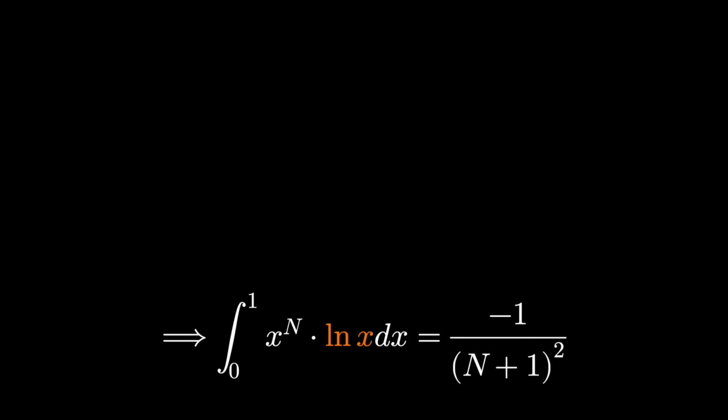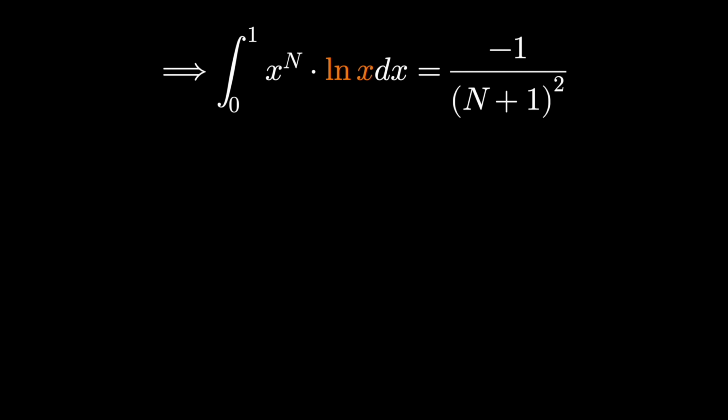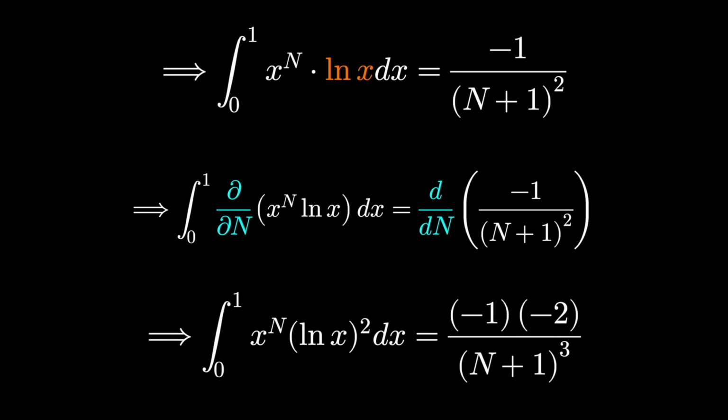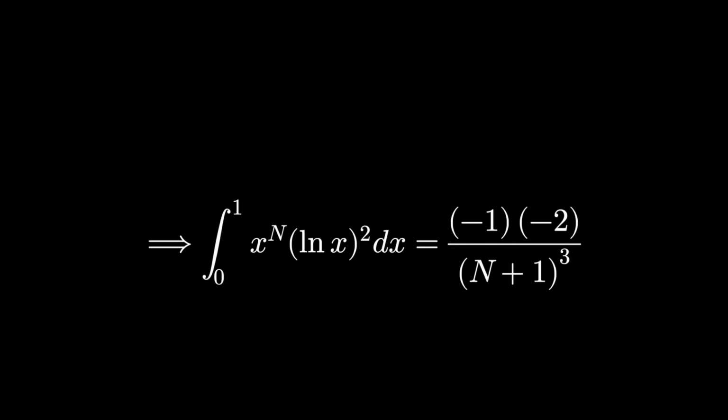But what if we kept going? What if we took the derivative of both sides again? Well, on the left, we would just move the derivative inside the integral. We'd take the derivative of x to the n again, which would be x to the n times ln x, and we'd have ln x squared. You could multiply these numbers together in the numerator on the right-hand side, but I think I'll leave them like this so that we can see the pattern.